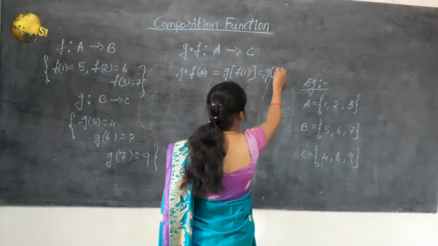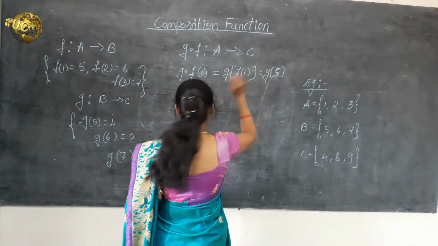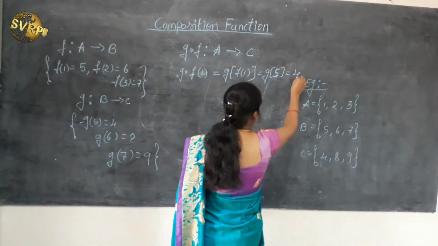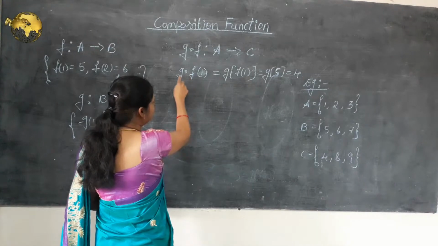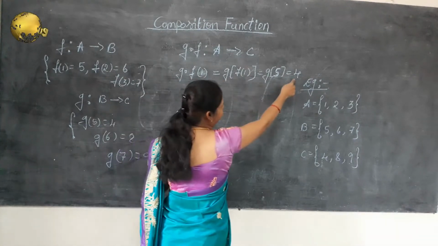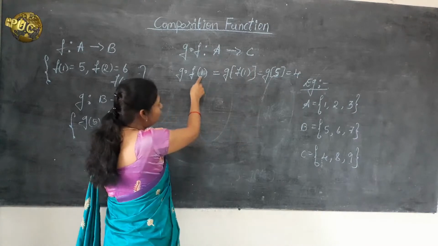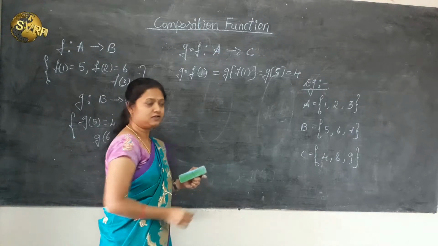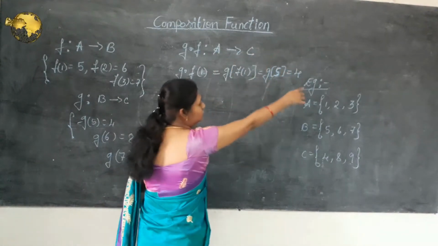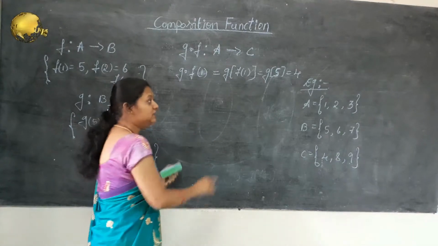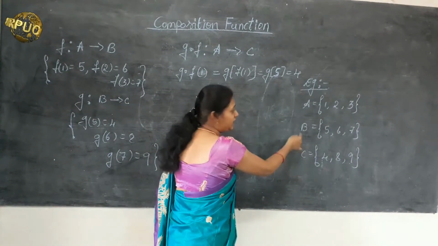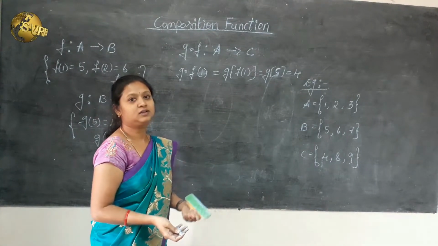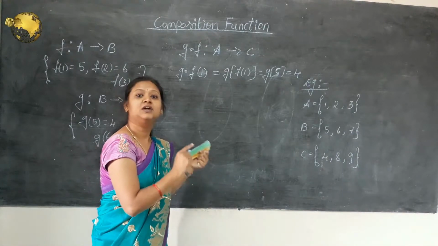So it will become g of 5. Now what is g of 5? It has also already been defined. So g of 5 is 4. So its value is 4. So what is the value of g composition f of 1? It is 4. Now you have to observe that 1 belongs to the set A and 4 belongs to the set C. Correct? So we can map from A to C, as B will behave as the codomain in the function f, and in the function g it will behave as the domain.